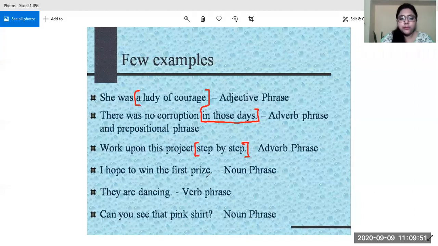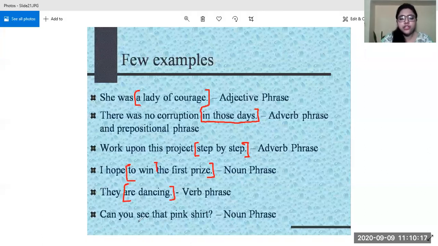I hope to win the prize. Now in the noun phrase we can find such kinds of groups of words beginning with the word to. To win. I hope what? I hope to win the prize. So this becomes a noun phrase. They are dancing. They are doing what? They are dancing. So this becomes a verb phrase because it is performing an action.